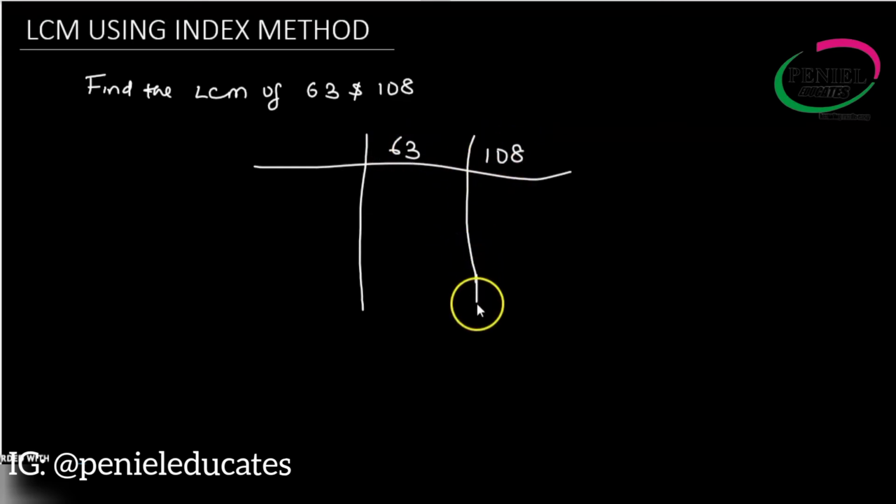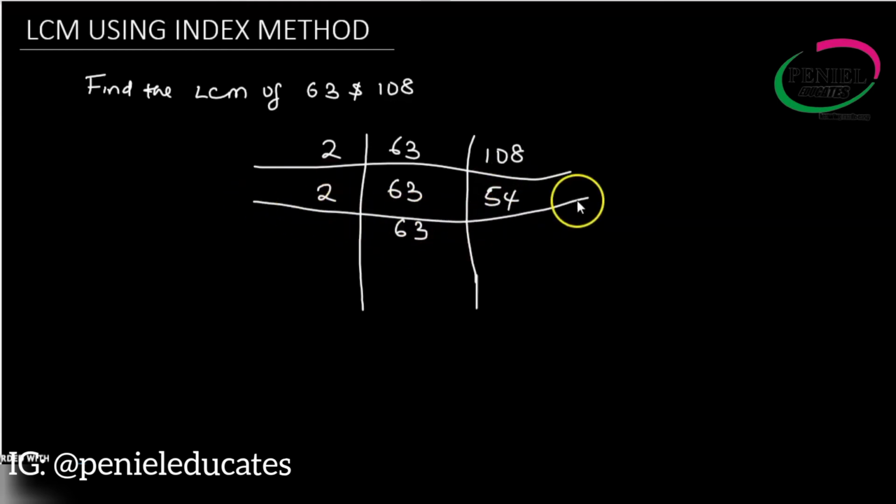I will start dividing by the smallest number that can divide both of them, so I will start with 2. 2 doesn't go into 63, so I write 63, but 2 can go into 108, so I write 54. I go again with 2. 2 cannot go into 63, I write 63, but 2 can go into 54, I write 27. So 2 cannot go again.